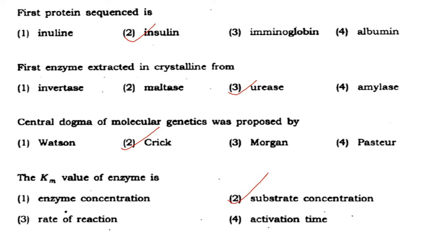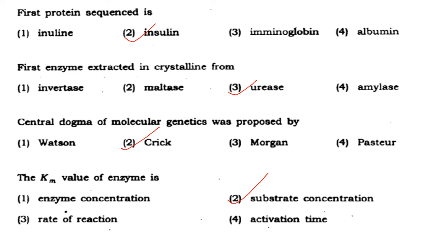Next one. First enzyme extracted in crystalline form. Option 1, invertase; 2, maltase; 3, urease; 4, amylase. Answer is option 3, urease. Next one. Central dogma of molecular genetics was proposed by option 1, Watson; 2, Crick; 3, Morgan; 4, Pasteur. Answer is option 2, Crick.